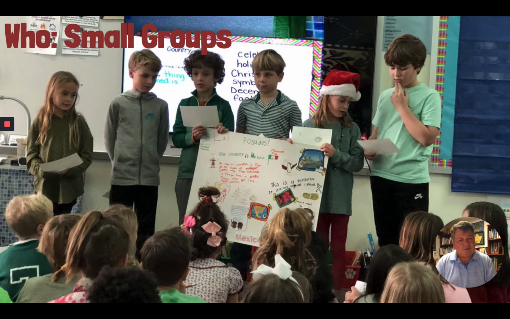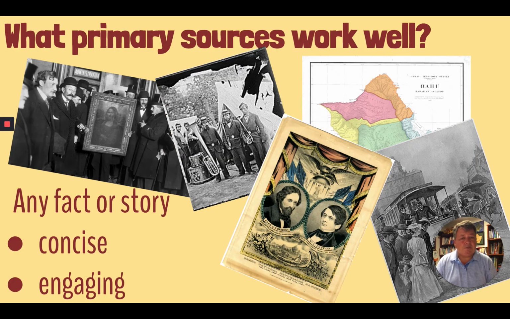The ideal grouping is about 4 to 5 students, and when you get your class into small groups, you give each group a primary source. And as long as that primary source has a good fact or story behind it, it really doesn't matter what type of source you use. It could be a poster, a map, a photograph. It's really the fact or the story that's the important part.